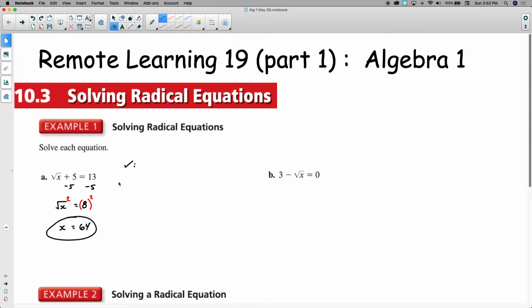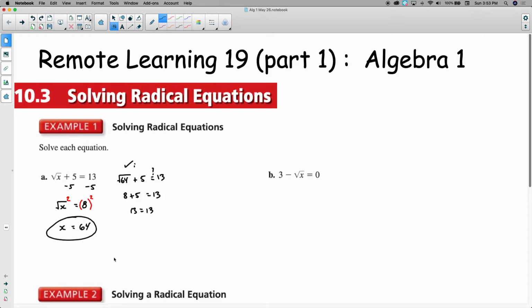And the check is that I should be able to put 64 in for x and actually get 13. The square root of 64 is 8. 8 plus 5 is 13. That's a good check. I got it.